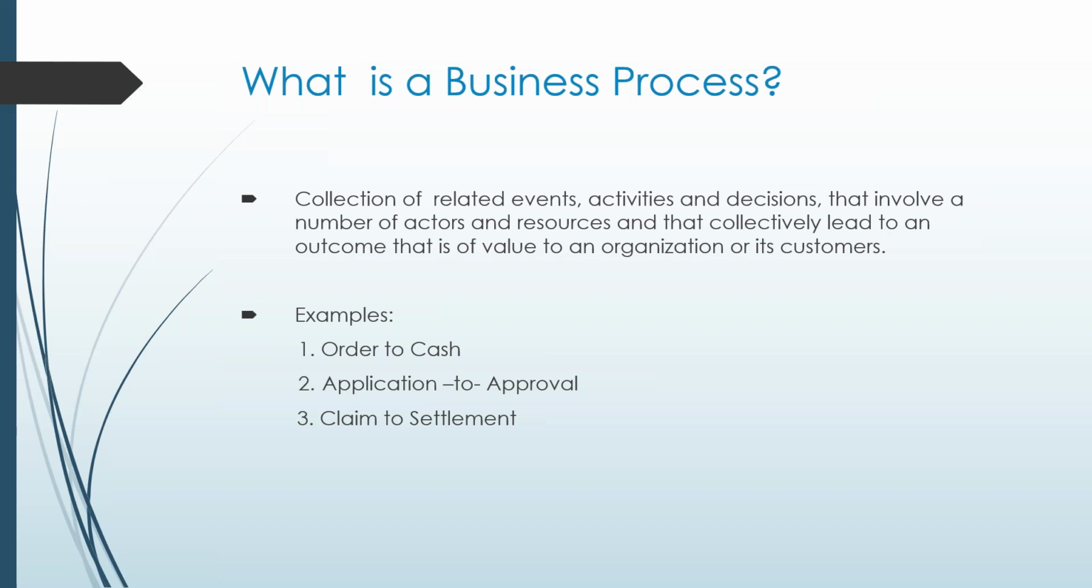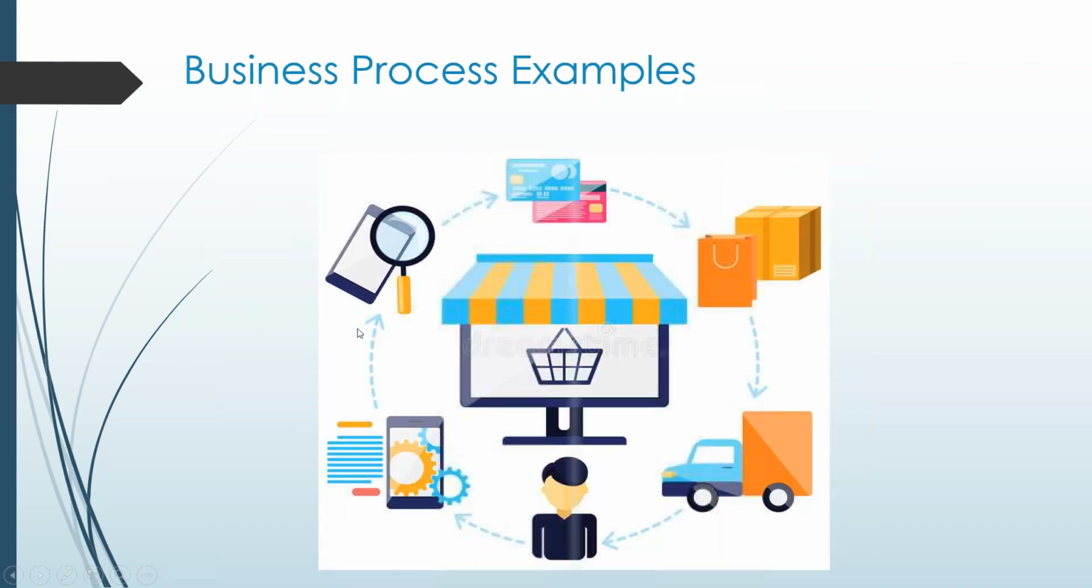In order to call a process a business process, I need to satisfy these 6 entities: events, activities, decisions, actors, resources, and outcome. So let us see this in a typical example. Most of us are aware of the e-commerce life cycle. Let us take this transaction where you, as a customer, are trying to order a book online.